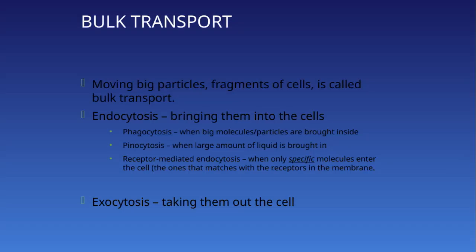Moving big particles or fragments of cells is called bulk transport. This process allows the cell to move large objects across its membrane. One way this happens is through endocytosis, which is when materials are brought into the cell. Within endocytosis, there are different types. Phagocytosis, often called cell eating, involves taking in big molecules or particles.